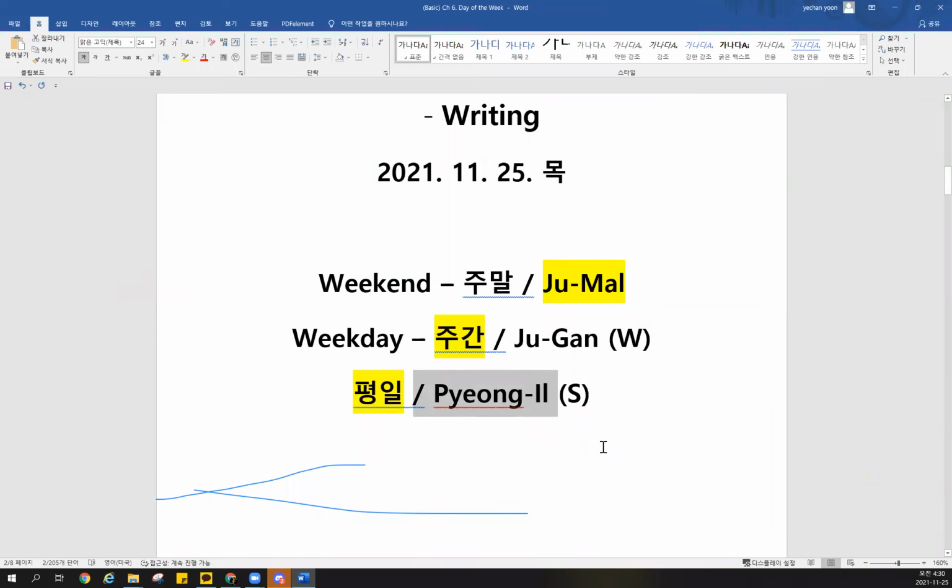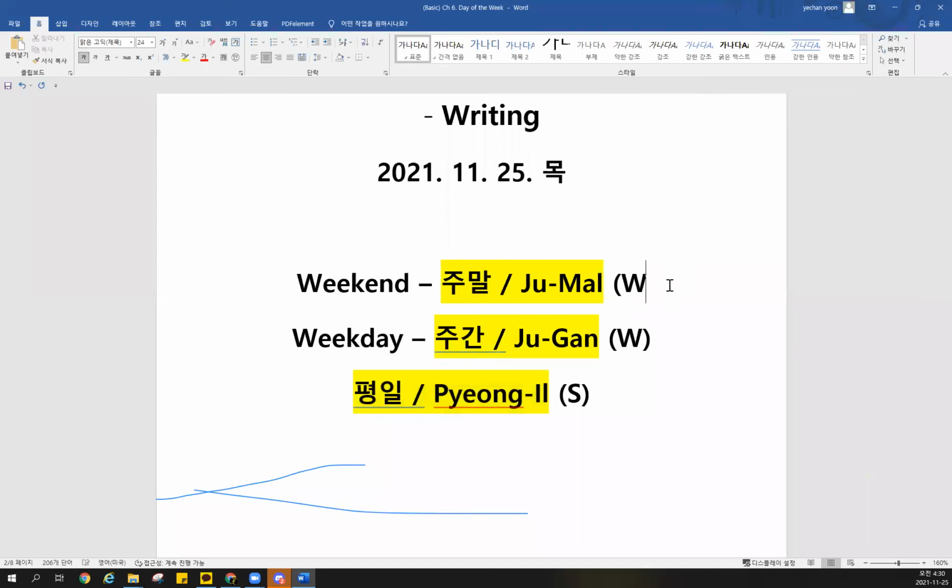But when we speak, like 'what are you usually doing on your weekday?', we can say 평일에 뭐해? We don't say 주간에 뭐해. We use 주말 for the weekend in both speaking and writing, but let's remember that for the weekday we have two different words. So like this, weekend and weekday: 주말 and 주간.